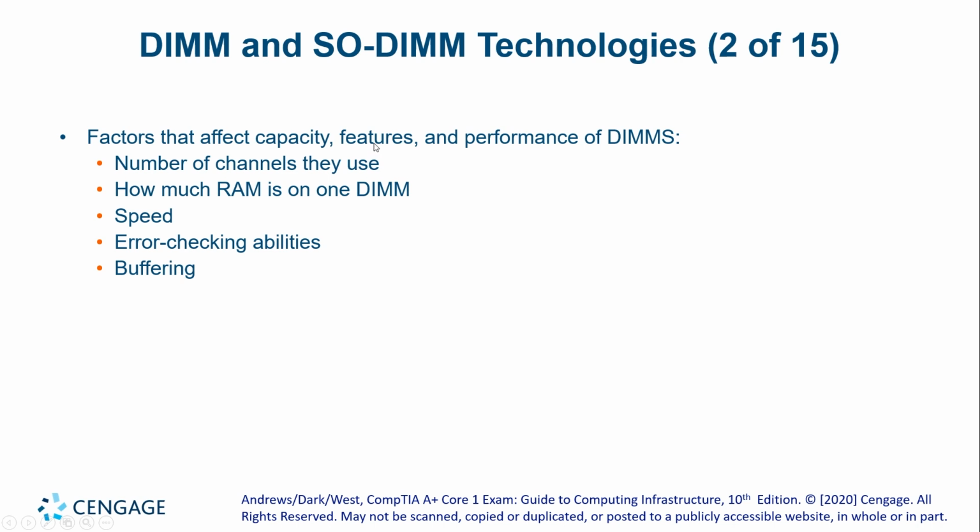Factors that affect capacity for DIMMs: number of channels, usually 2. How much RAM is in one DIMM? You can have 8, 16, 64, 128, 256, 512 I'm pretty sure, but I don't know anything bigger than that. I guess you can have gigabyte RAM chips, but at some point there's a limit. And then speed, whether it's DDR 2, 3, or 4. Error checking. ECC RAM generally is more expensive. Most people use that for servers.